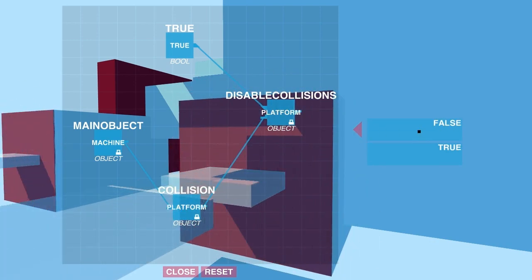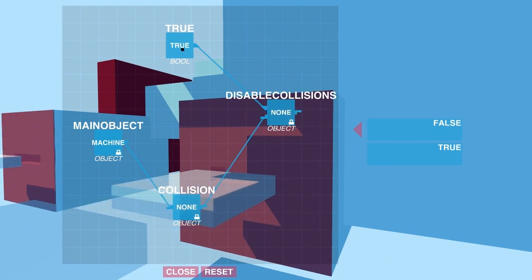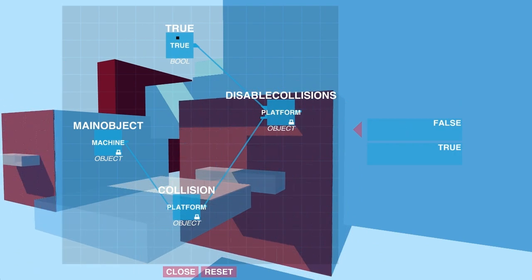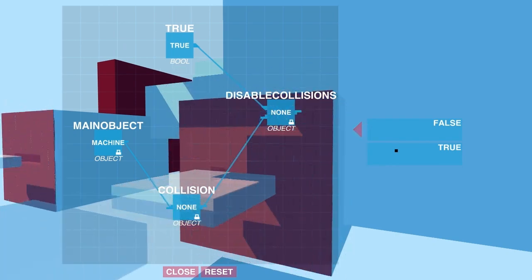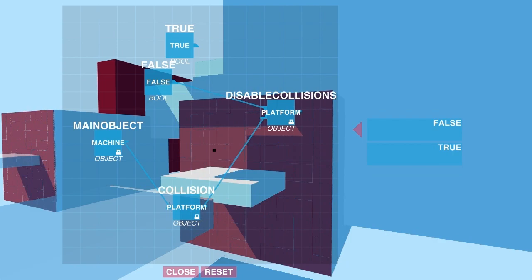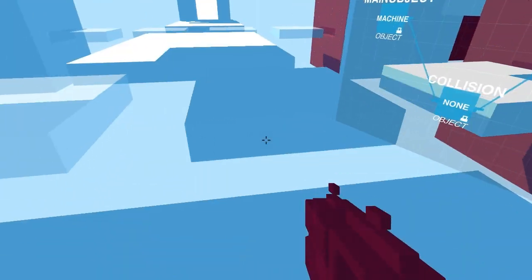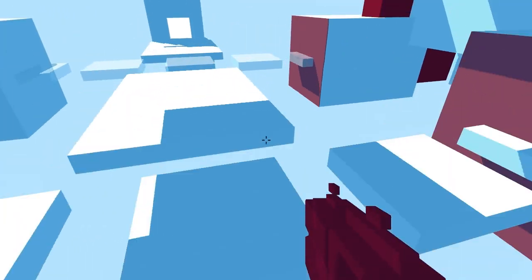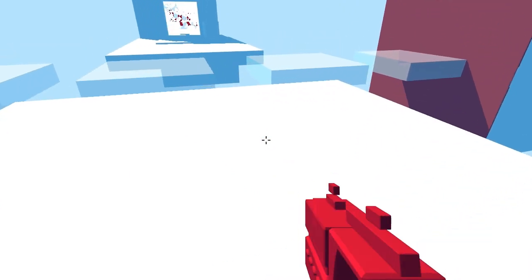So our logic says, what can we modify? This one doesn't have a lock on it, so we can actually change true to become false. So disable collisions, we want to say false to that, because we actually want true. So it's kind of a double negative in that case. And all of a sudden, you'll see they start feeding out as solid objects. And now I should be able to jump across them.